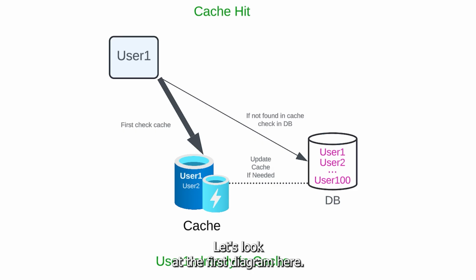Let's look at the first diagram. Here, user 1 is requesting some data. The system first checks the cache. Since user 1's data is already in the cache, it is quickly fetched from there. This is called a cache hit because the data was found in the cache, so we have hit the cache.